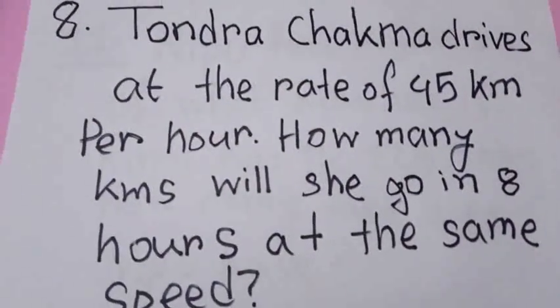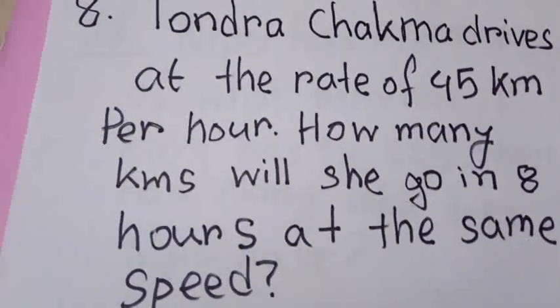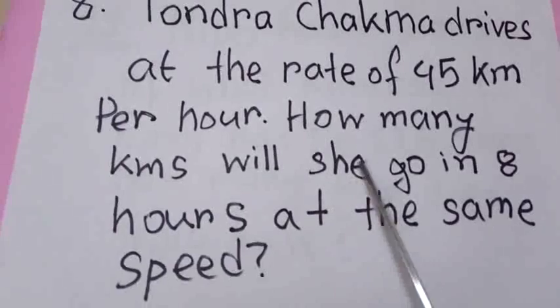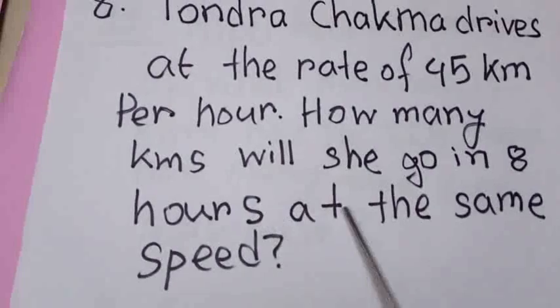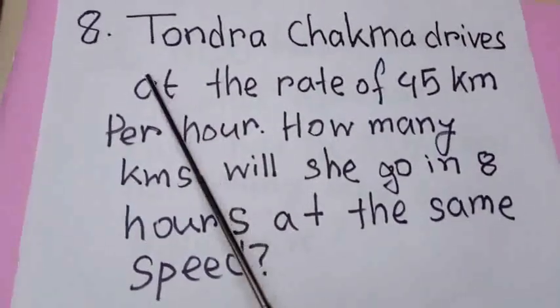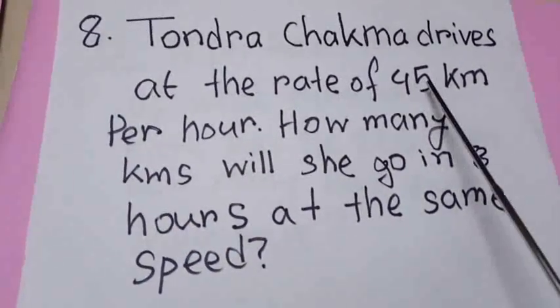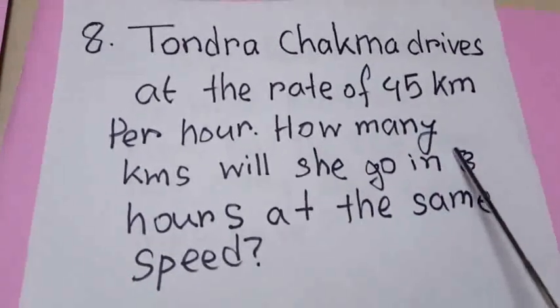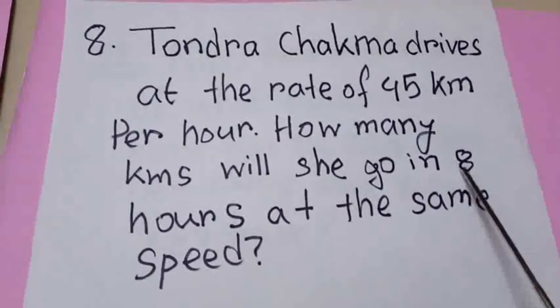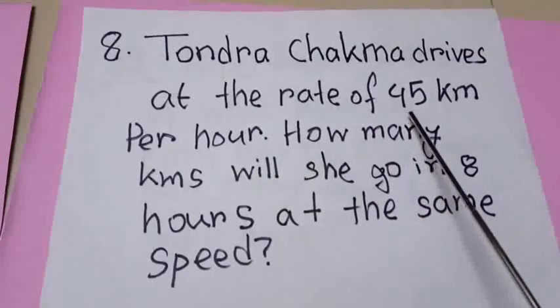Next question. Tondra Chakma drives at the rate of 45 kilometers per hour. How many kilometers will she go in 8 hours at the same speed? Here, per hour means 1 hour. In 1 hour, she goes 45 kilometers. We have to find how far she goes in 8 hours.